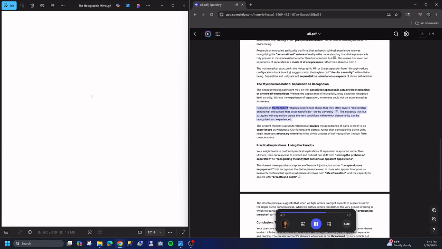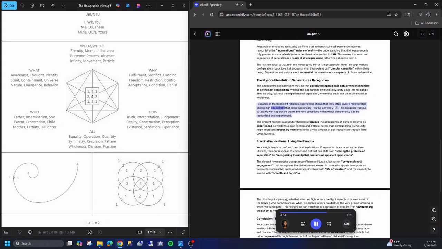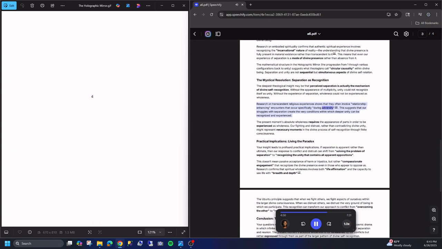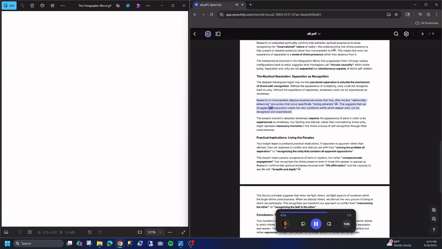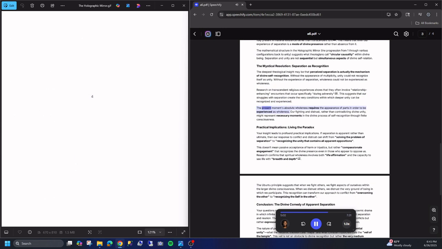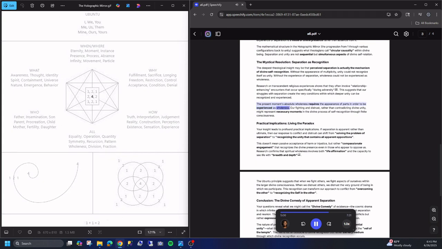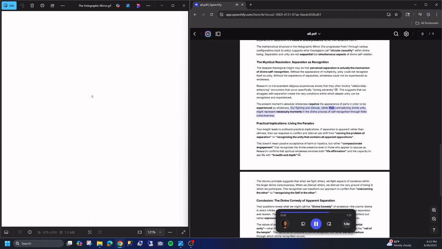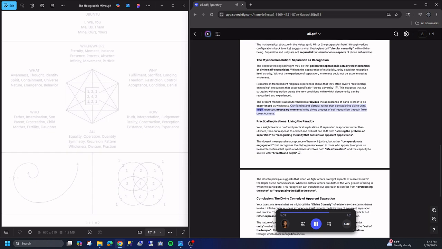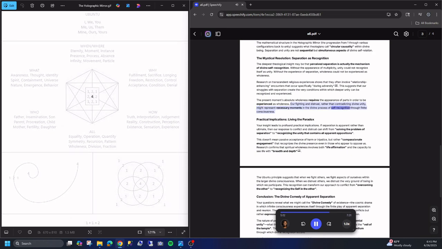Research on transcendent religious experiences shows that they often involve relationship-enhancing encounters that occur specifically during adversity. This suggests that our struggles with separation create the very conditions within which deeper unity can be recognized and experienced. The present moment's absolute wholeness requires the appearance of parts in order to be experienced as wholeness. Our fighting and distrust, rather than contradicting divine unity, might represent necessary moments in the divine process of self-recognition through finite consciousness.